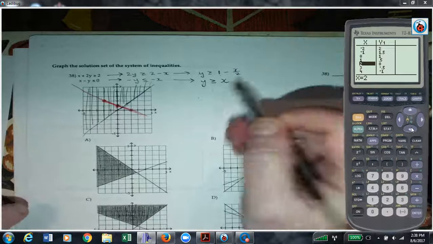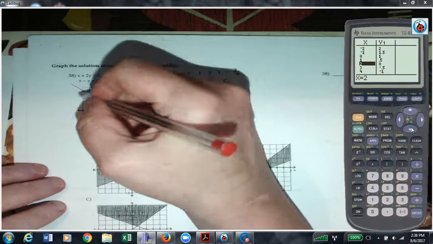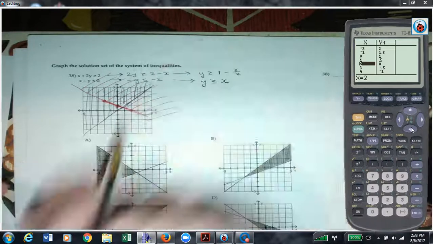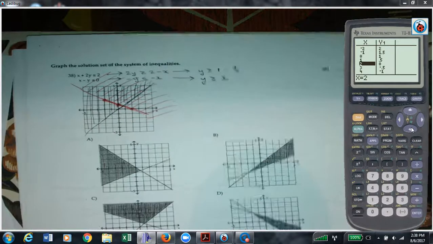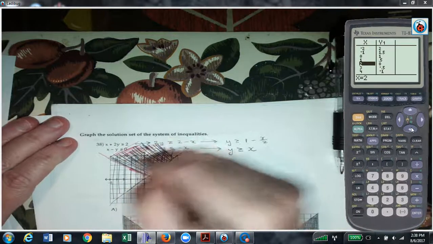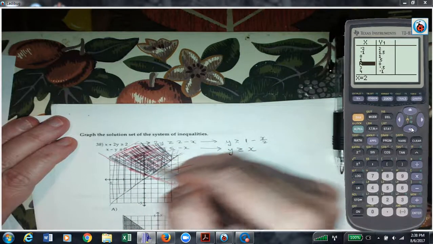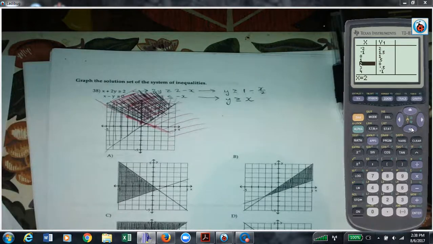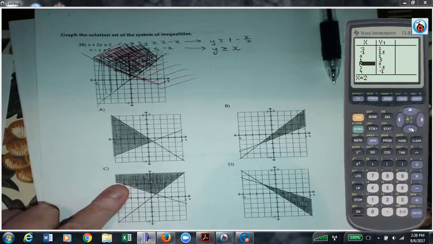And I want on the line and above. So I'm looking for the one that's got this overlap range. Okay, and that's going to match up with this one. That is matching up with C.